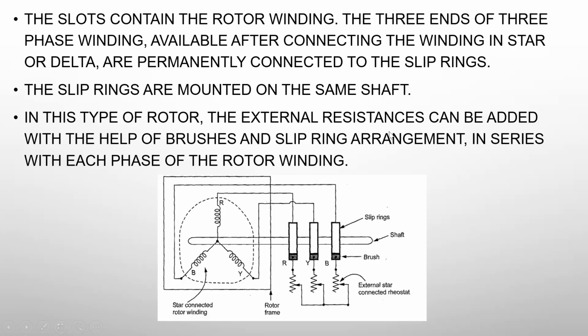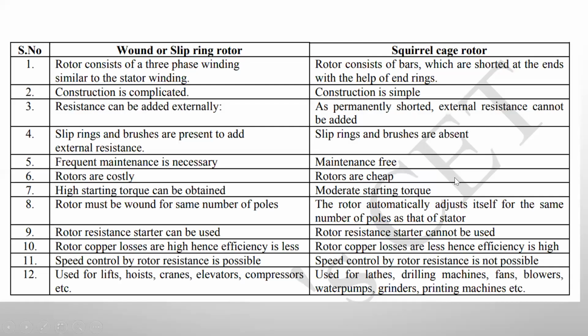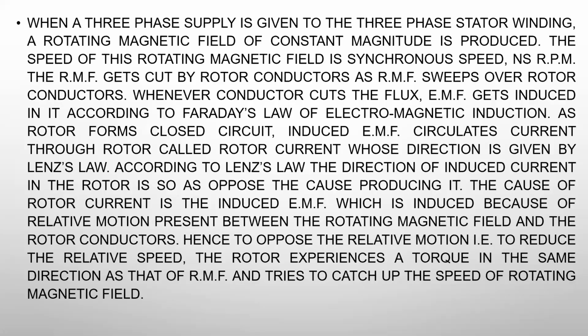In this type of rotor, external resistance can be added with the help of the slip rings. So here they are adding the external resistance in series. This is one form of slip ring induction motor. The difference between the squirrel cage and the slip ring induction motor we will see at the last. We'll go for the next.